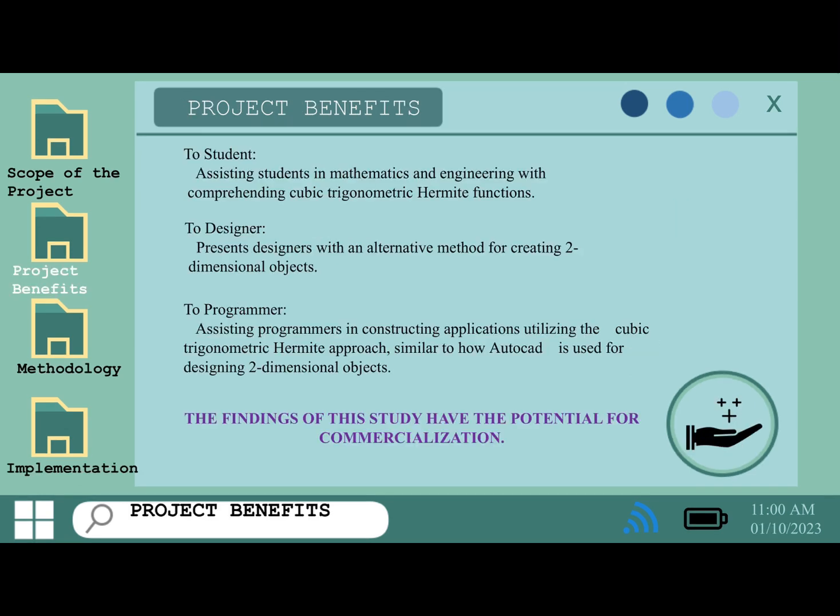Here are some of the project benefits. First, to students: assisting students in mathematics and engineering with comprehending the cubic trigonometric Hermite function. To designers: presenting designers with an alternative method for creating two-dimensional objects. And to programmers: assisting programmers in constructing applications utilizing the cubic trigonometric Hermite approach. Similar to how AutoCAD is used for designing two-dimensional objects, the findings of this study actually have the potential for commercialization.